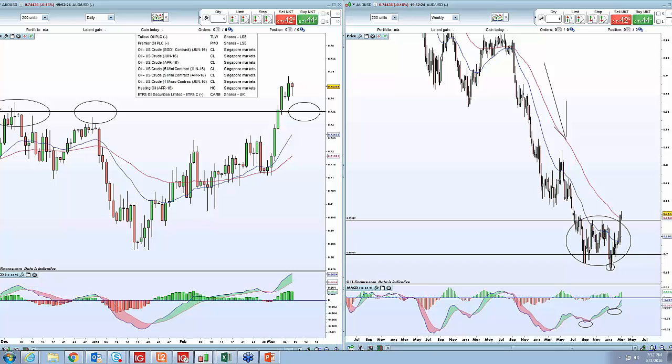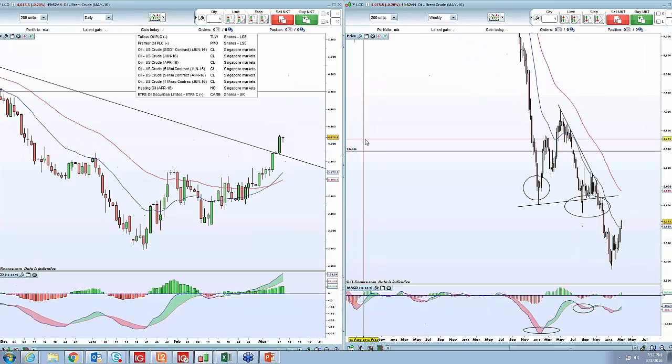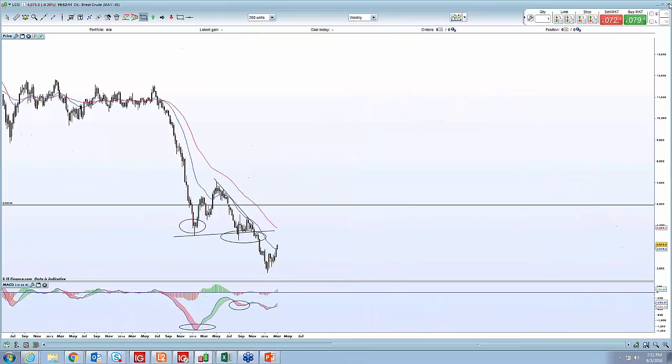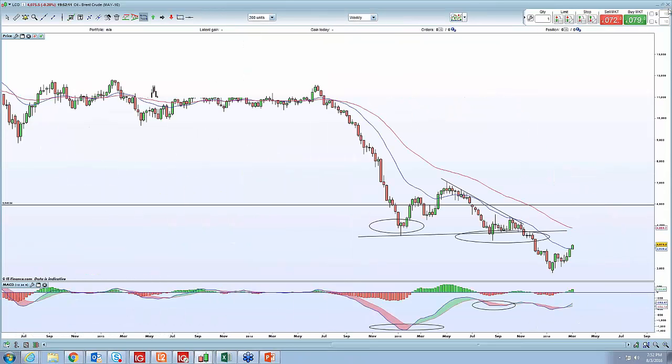Let's start with Brent. Let me go to the main contract. I'm quite surprised by the oil push up. Fundamentally, nothing much has changed in terms of supply and demand. What is supporting the oil price rally is a lot of talk by OPEC members and oil producers that they might set a ceiling in terms of production, and some numbers from the US show that oil production has come down as well.